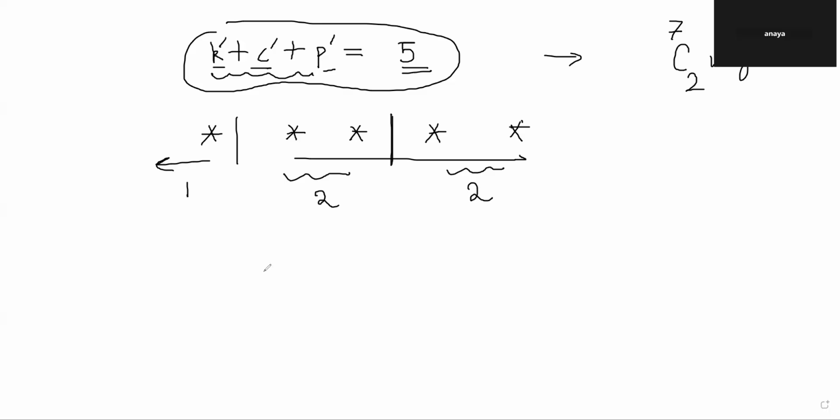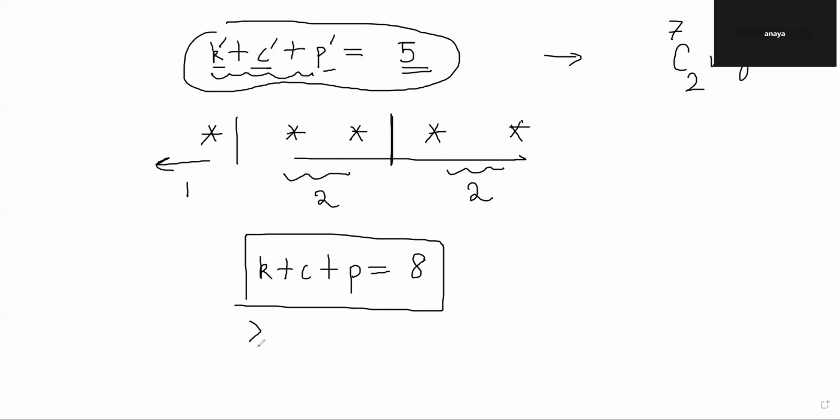Remember earlier that equation was something like this actually. K plus E plus P is 8. Because there all of them were greater than or equal to 1. We already assigned 1 to each of the boxes and started calling the boxes K dash, C dash, P dash now. Because now the situation is greater than or equal to 0 for each variable, and then we can apply the stars and bars method directly. So 7C2 is equal to 21, and that will be the answer here.